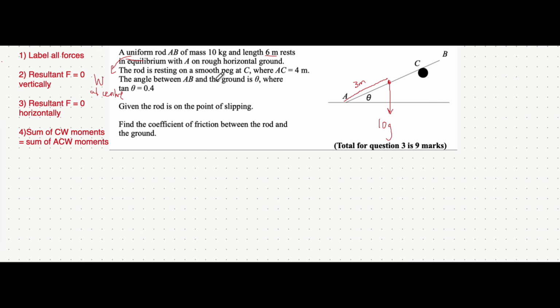It's told you that it's in equilibrium, and the fact that it's in equilibrium tells you that you can use the fact that the resultant force is 0 vertically, the fact that it's 0 horizontally, and the fact that clockwise and anti-clockwise moments are equal.